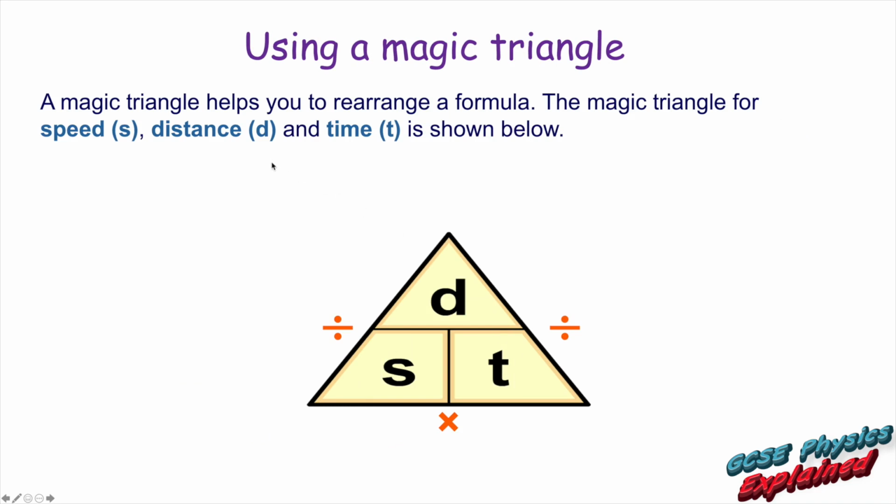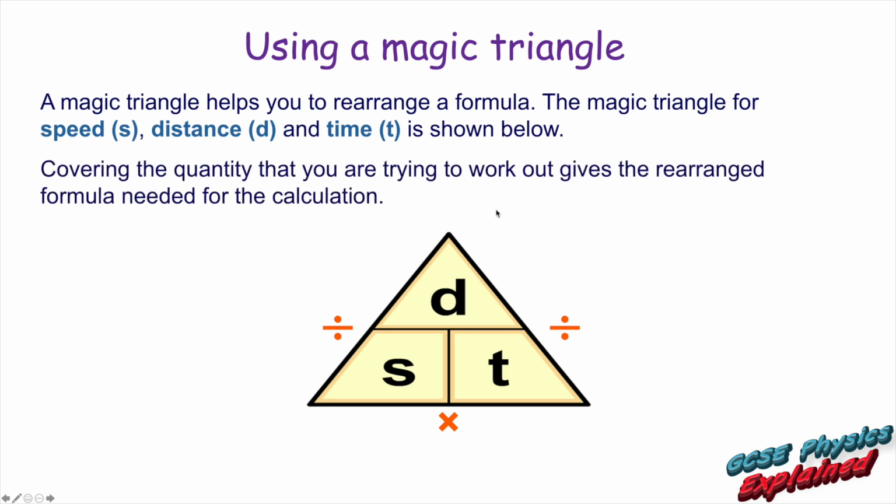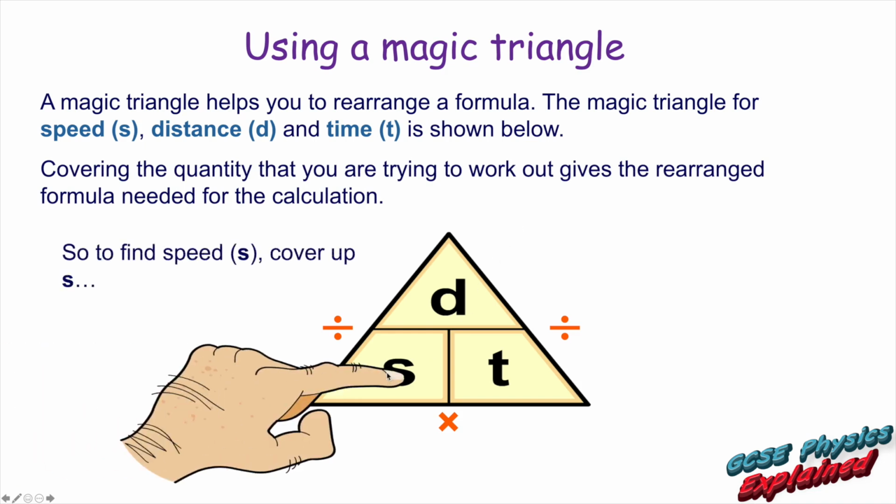Right, if you don't know how to rearrange the equation, use the magic triangle. I've got a nice video called Magic Triangle on my playlist. A magic triangle helps you to rearrange a formula. Basically, whatever it is that you're trying to work out, just cover it up. For example, if we want to find out what speed is, cover it up, and what you get left with is how to work it out. So that would be distance divided by time.